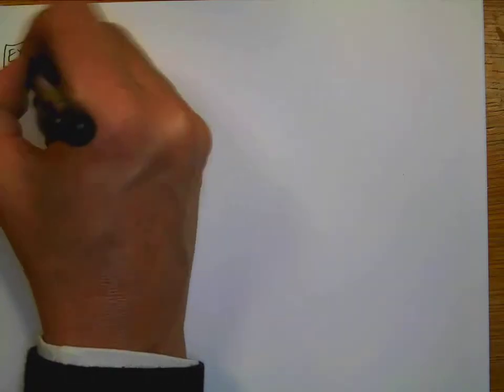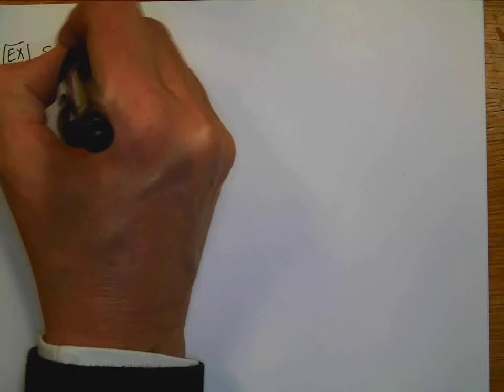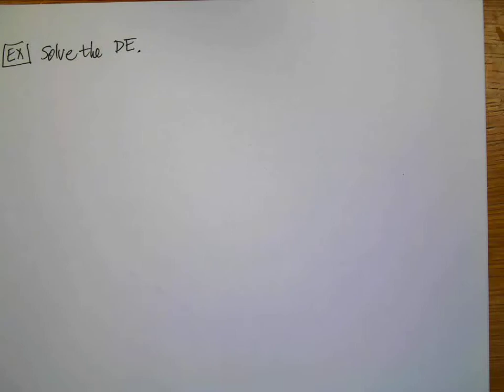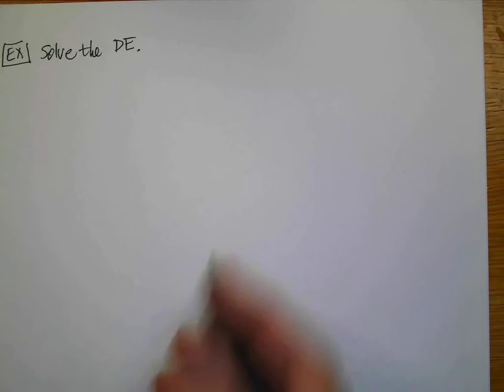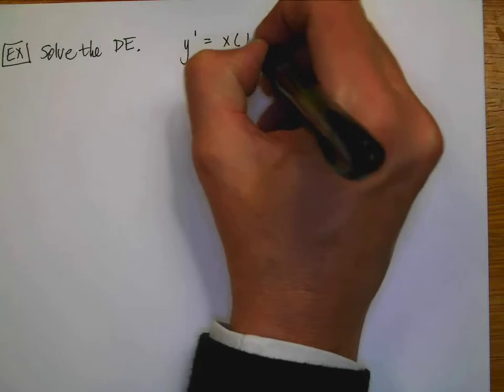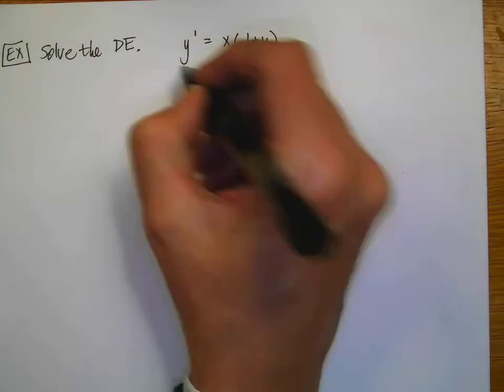All right, for the next example, I'm just going to go to another page because I think I'm going to run out of room. This one also says to solve the differential equation. And almost always when we solve our differential equations, we have to move our variables around, and then we integrate. I'm going to be given this time that y prime is x times 1 plus y.